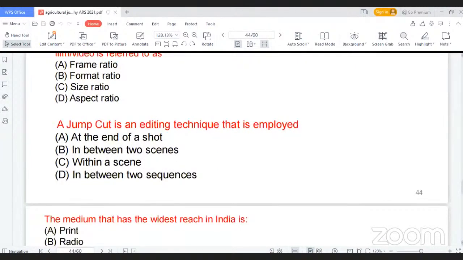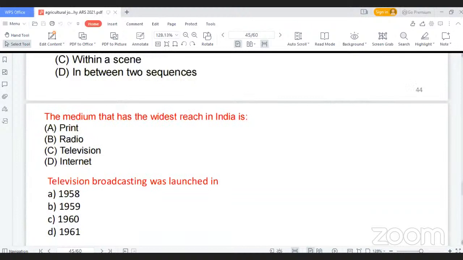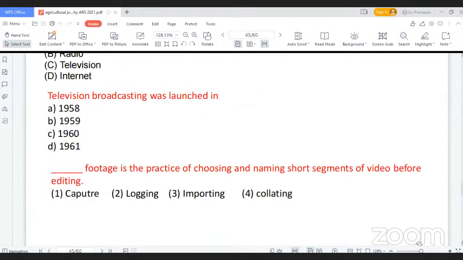A jump cut is an editing technique that is employed in between two scenes, at the end of the scene. The medium that has the widest reach in India is radio. Television broadcasting was launched in 1959. The dash footage is the practice of choosing and naming short segments of video before editing.